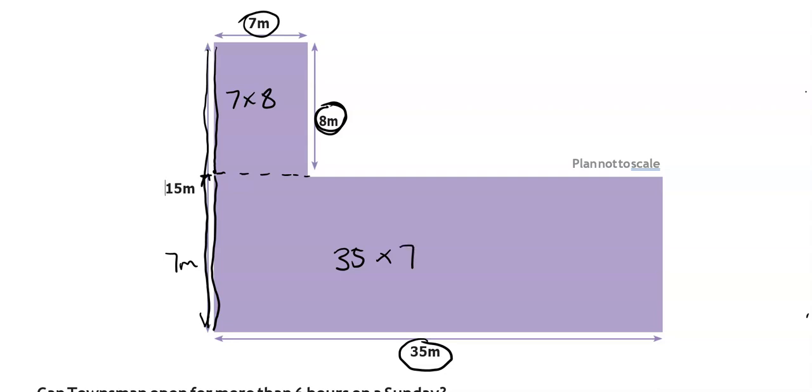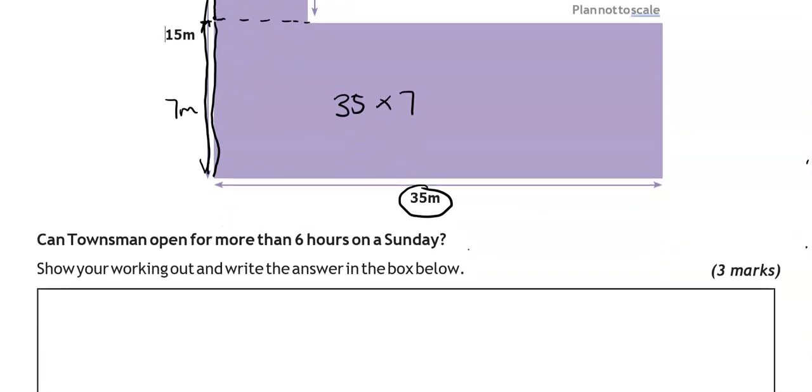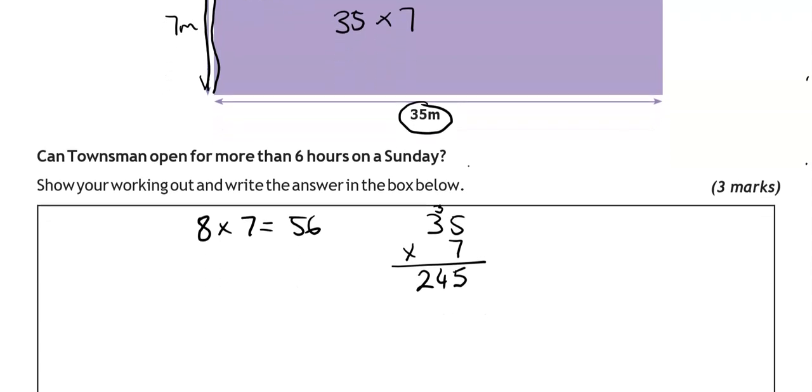So 35 times 7 should give us the area of this other rectangle, and we're going to add them together. So 8 times 7 is 56. 35 times 7: 7 times 5 is 35, so 5 down and 3 carried over. 7 times 3 is 21, and the 3 is 24. We're going to add them both together.